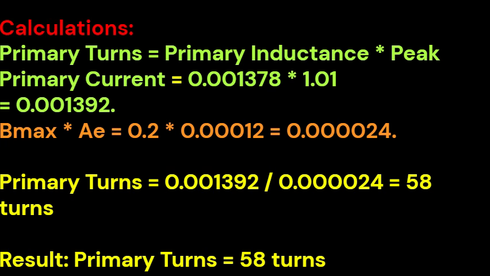Calculation, primary inductance multiplied by peak primary current equals 0.001378 multiplied by 1.01 equals 0.001392. B max multiplied by AE equals 0.2 multiplied by 0.00012 equals 0.000024. Primary turns equals 0.001392 upon 0.000024 equals 58 turns. Result, primary turns equals 58 turns.